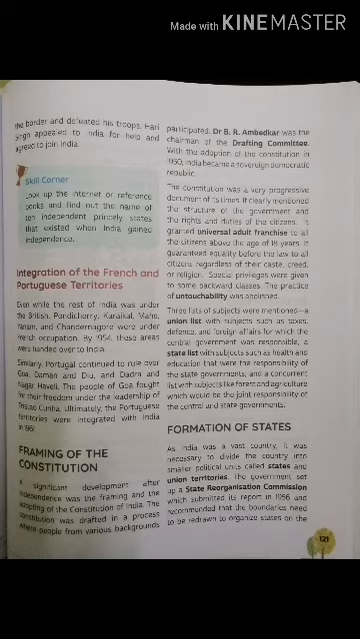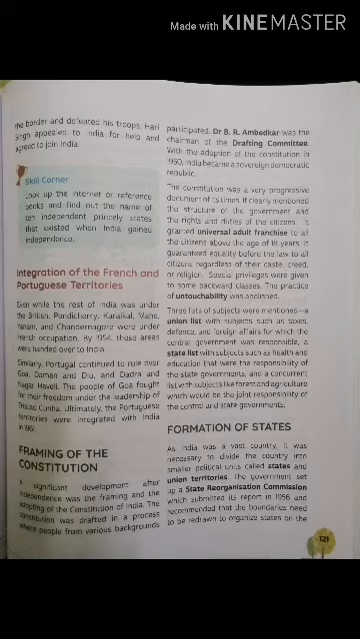Like we have already discussed, the union list, the state list, and one more list was passed. A concurrent list was passed at the time. A state list used to look after the state affairs. Union list used to look after the things which we focus on for the whole country. And the concurrent list contains both of them. They used to negotiate with both the lists, to keep into consideration what will work well and what will not.